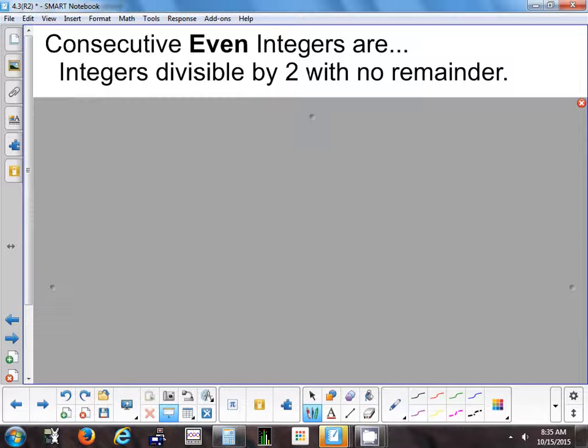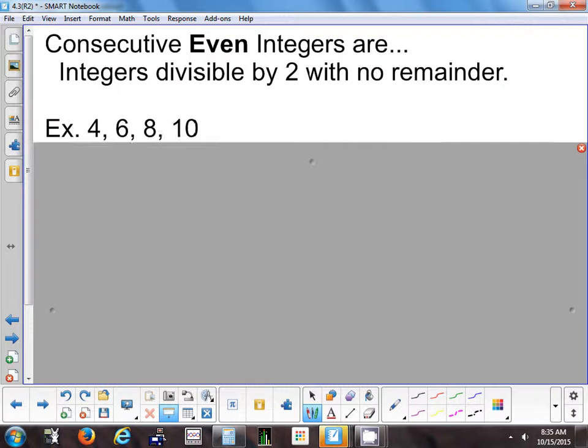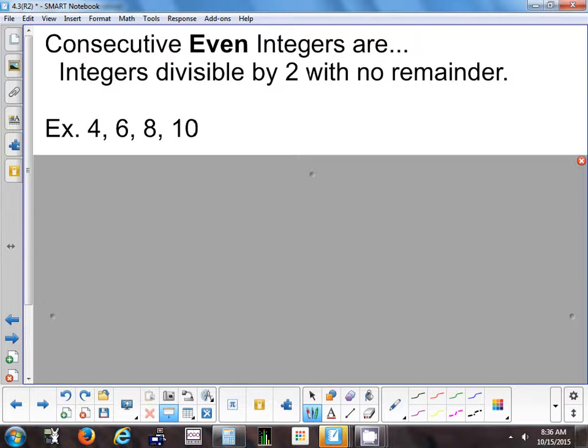So 2, 4, 6, 8. So even integers is almost like, think of consecutive, but you're skipping one. So it wouldn't be 2, 3, it'd be 2, 4. You're going to skip that number in between. Okay, what I just did is I drew a number line and I marked consecutive even integers. 0, 2, 4, 6, 8, 10. What would be the consecutive even integer to the left of 0? Negative what? Negative 2. Yep. Negative 2.